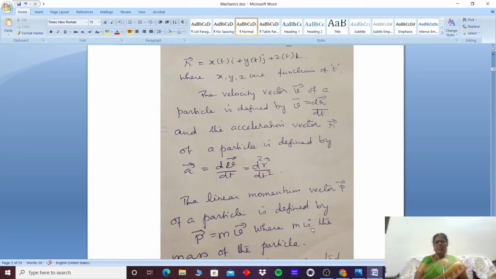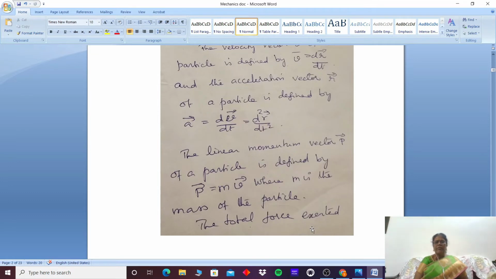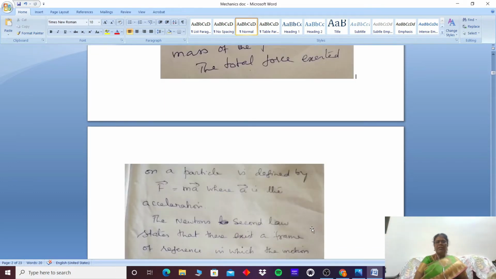Now we shall define what is the linear momentum. The linear momentum vector p of a particle is defined by vector p is equal to m into v, where v is the velocity and m is the mass of the particle. The total force exerted on the particle is defined by force is equal to mass into the acceleration, where a is the acceleration.